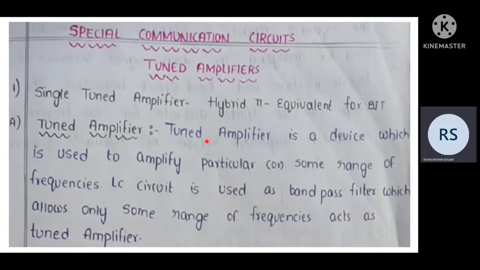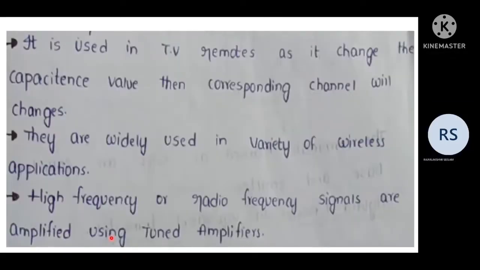A tuned amplifier is a device which is used to amplify a particular range of frequencies. An LC circuit is used as a band pass filter, which allows only some range of frequencies, and this acts as the tuned amplifier. It is used in TV remotes: as the capacitance value is changed, the corresponding channel changes. So they are widely used in a variety of wireless applications.